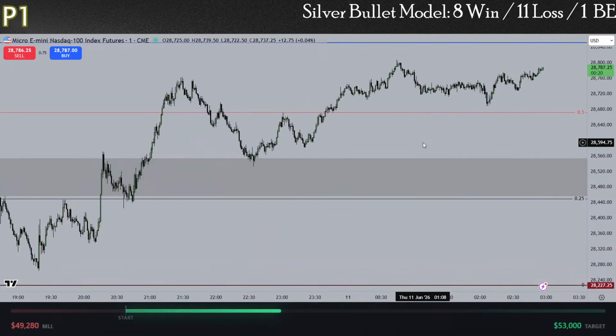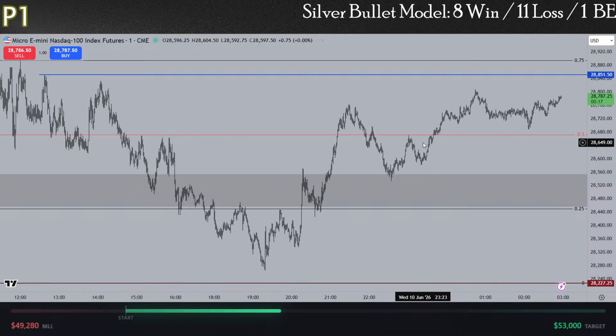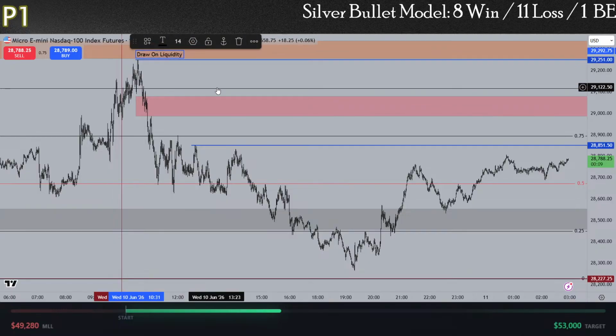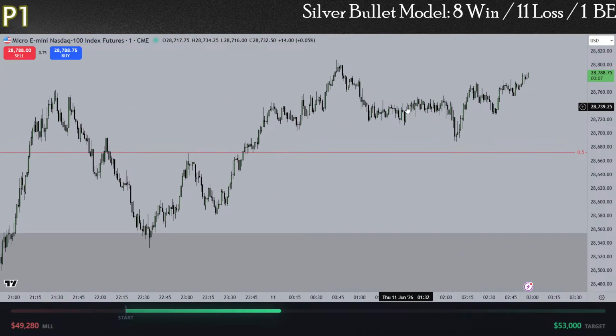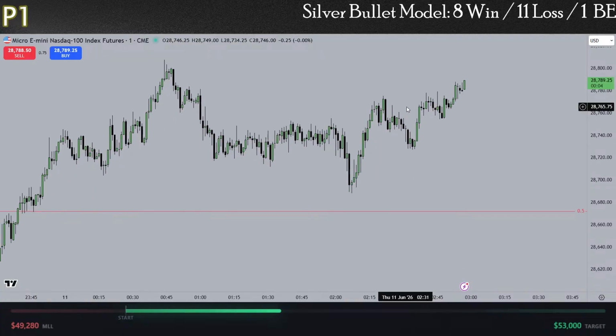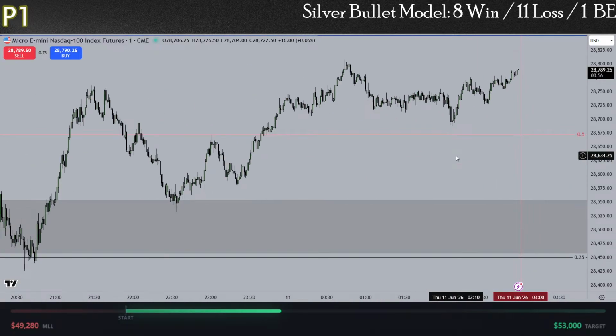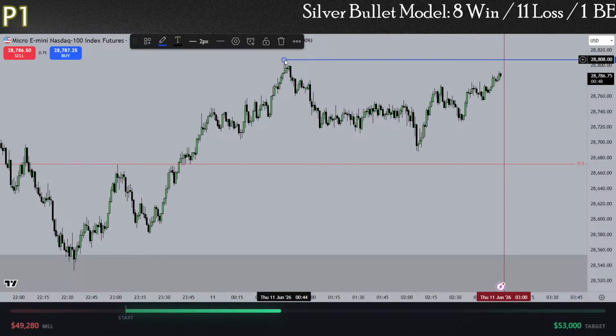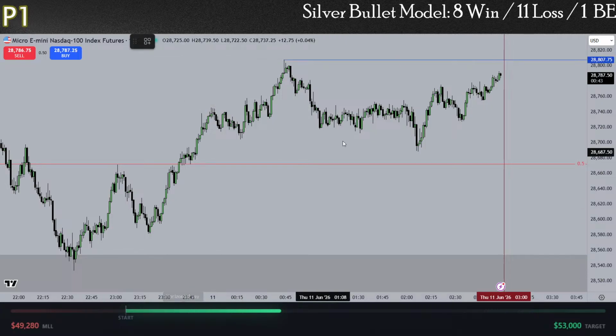1 minute. Draw on liquidity, yeah. I mean, I stated that the draw on liquidity should be higher for this session, and I will stick with that. There's nothing really I like to be short, particularly at this moment.